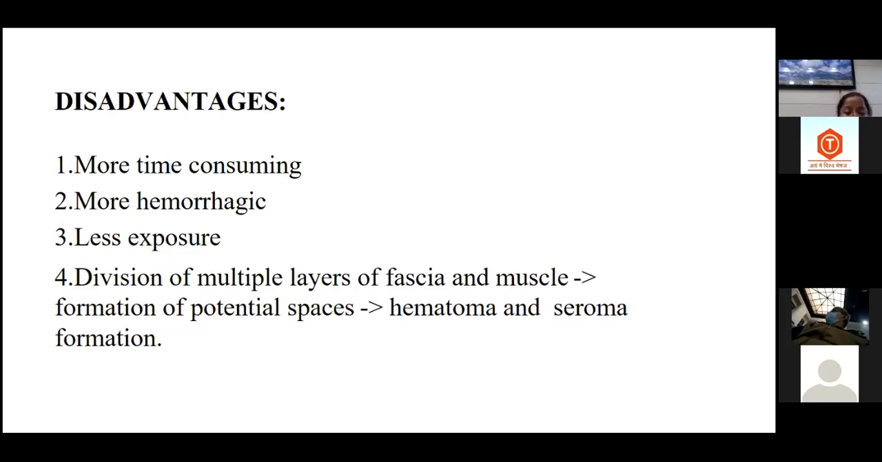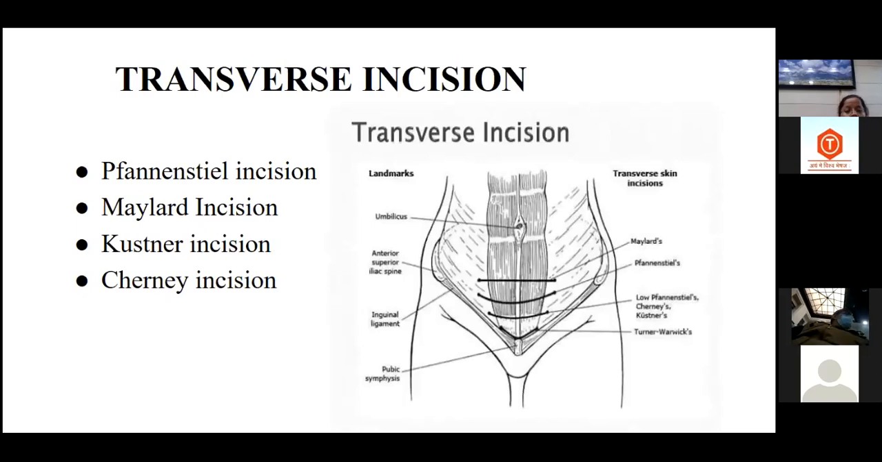When we divide the multiple layers of fascia and muscles, there is formation of potential spaces where hematoma and seroma can form. Various transverse incisions are Pfannenstiel, Maylard, Kustner, and Cherney incisions.